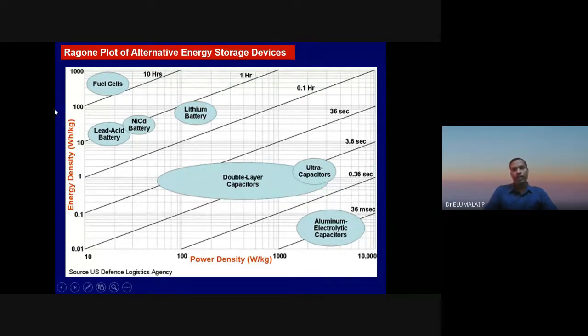So it so happens that fuel cells will be able to power for long hours. Depending on the barrels of fuel that you have to power the fuel cell plant, it will be able to power 24 hours to 3 days to 7 days. Whereas supercapacitors and typically electrolytic capacitors will be able to deliver very high power, as high as 10,000 watts or 10 kilowatts, for about 30 seconds or 35 milliseconds, such a huge power can be obtained.